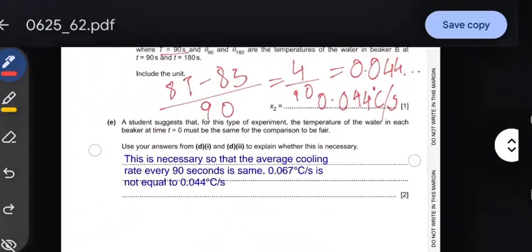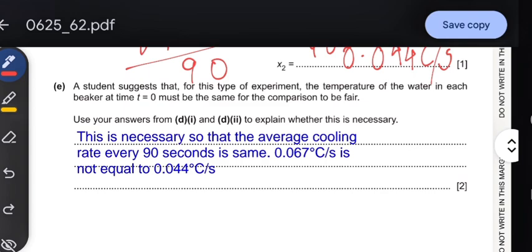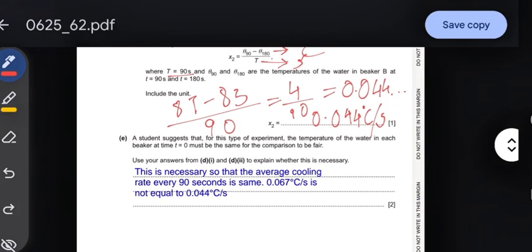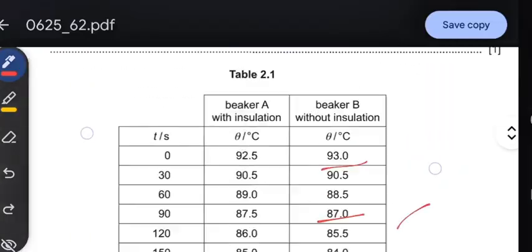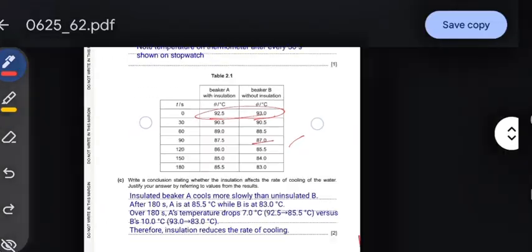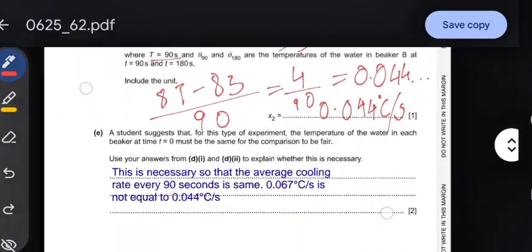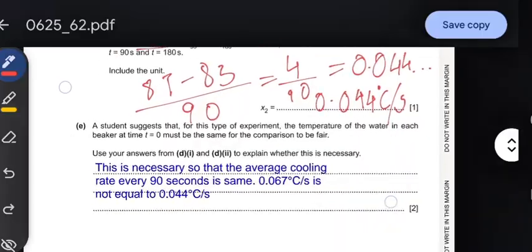Okay, next. A student suggests that for this type of experiment, the temperature of the water in each beaker at time t equal to 0 must be the same for the comparison to be fair. So they're telling us that the starting temperature, that is t equal to 0, must be the same so that it can be compared. Use your answers to explain whether this is necessary.